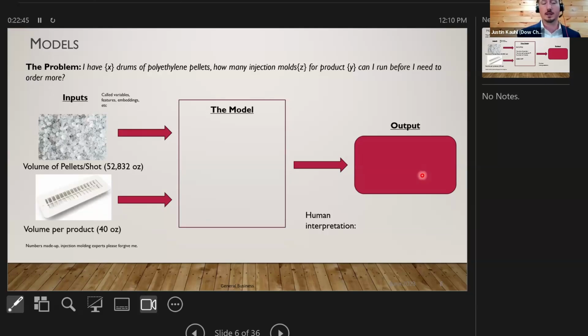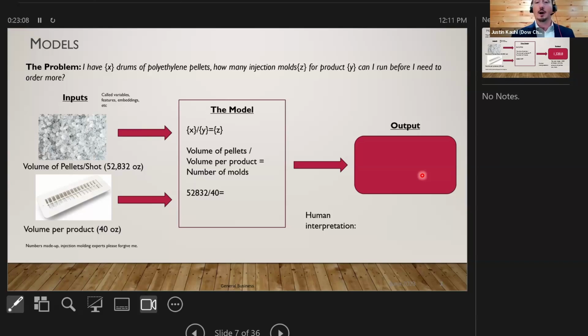So let's say our problem here is we have X number of drums of polyethylene pellets, and how many injection molds for product Y can I run before I need to order more? So, we can start with this. The simple idea is, we have a bunch of pellets, we have a certain amount of volume that we need per product. We can do a simple calculation like this. So X divided by Y is equal to Z.